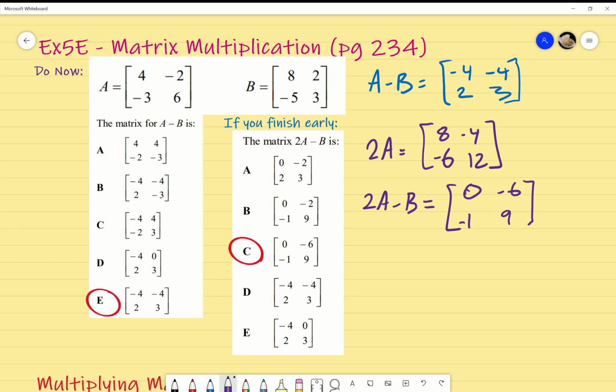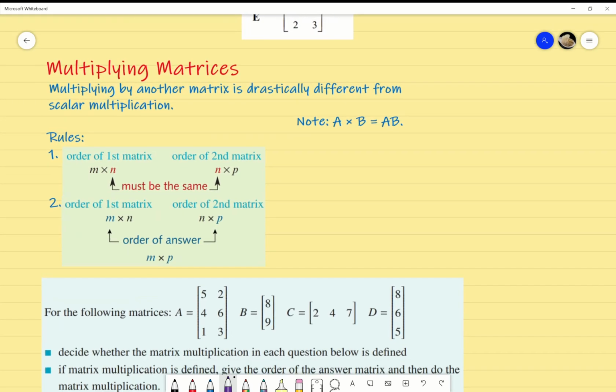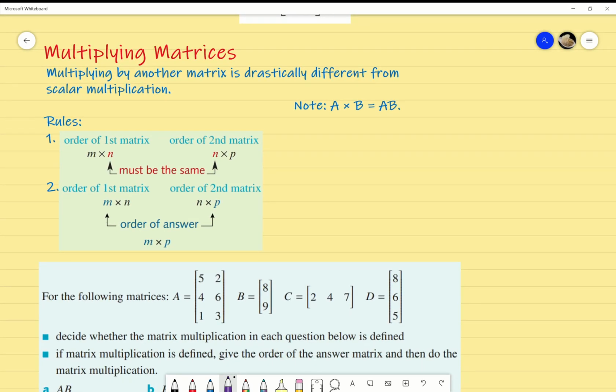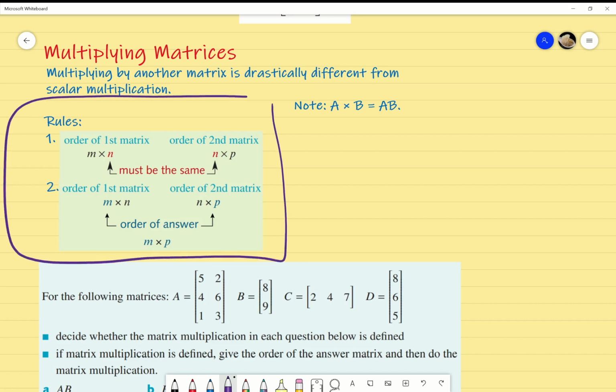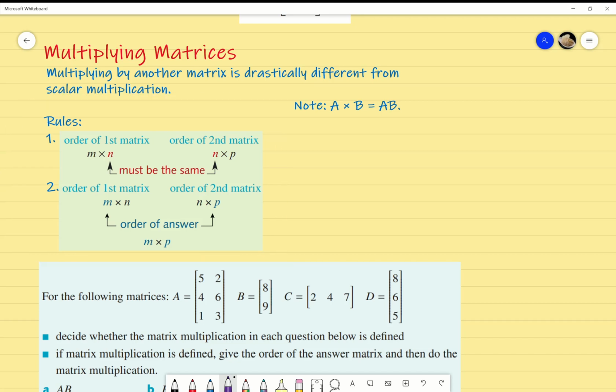Okay, let's get into today's content. I did mention last lesson that matrix multiplication, so multiplying a matrix by another matrix, is very different. Okay? Very different from scalar multiplication because there are different steps involved. I'm going to get you guys to write down these rules while I speak over the top. Okay, so rules 1 and 2, please make sure you write that down, and also that if you are not aware of that. Okay, so as I mentioned, multiplying by another matrix is drastically different from scalar multiplication.